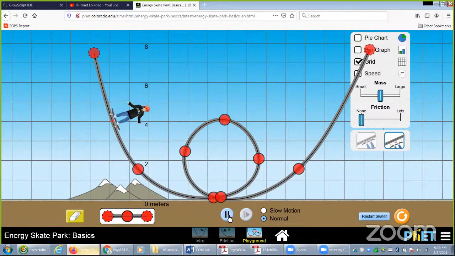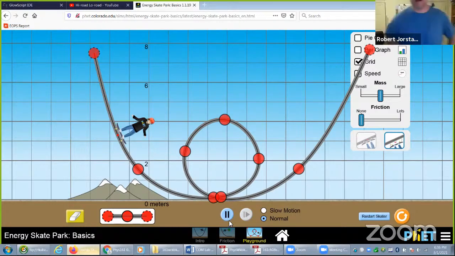I think so. Okay, let's find out. So she started slightly higher than the loop. Watch carefully. I'm going to hit slow motion when we get near the top. Notice she got air. Oh, but she's got mad skills.